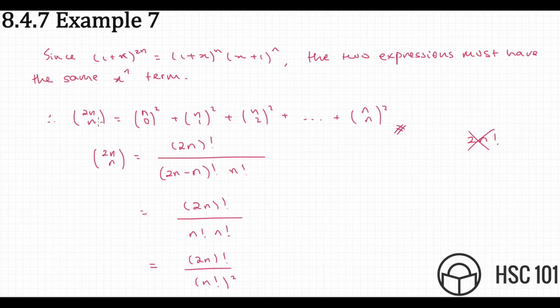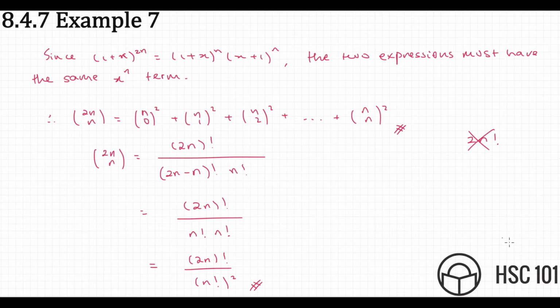So naturally, 2nCn is equal to all of this, the sum of the binomial coefficients on the right, which is in turn equal to (2n)! over (n!) squared. So that's what we're looking at for this particular question.